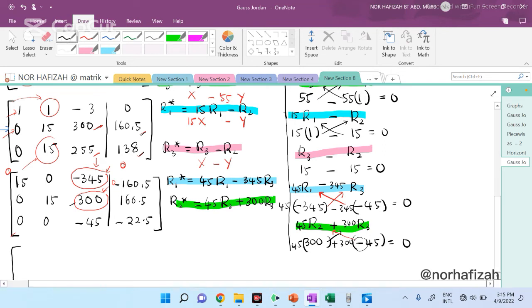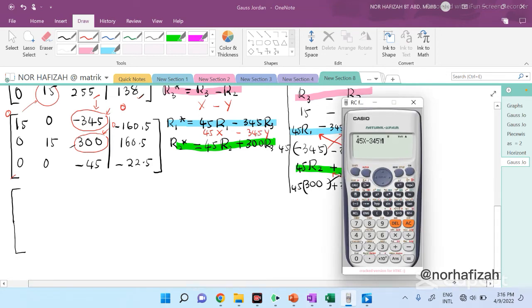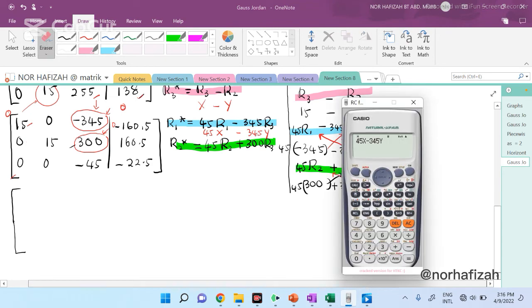Now we are going to calculate for row 1 first. Row 1. Okay, calculate 45. Key in your calculator as usual like just now. 45x minus 345y. Now, row 1 is x. So, our eyes now is 15x, 0 for row 3. Row 3 is 0, right? So, calculate 15 equal 0 equal.